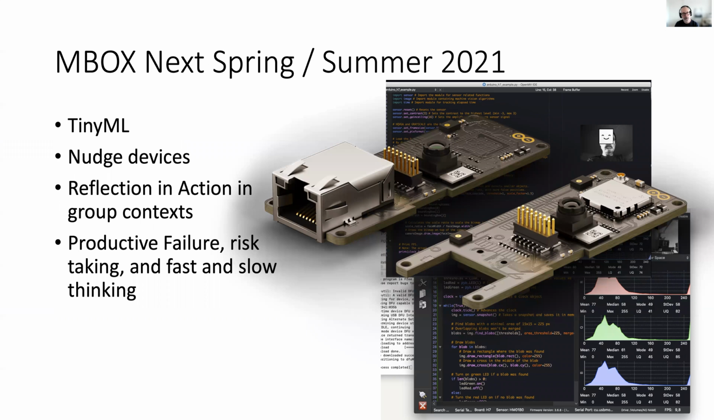What we're working on for the spring is embedding a little bit of tiny machine learning onto smaller devices. In this case, this is the Arduino Vision Shield for the H7 Portenta board, and creating more of what I would call nudge devices. So in a sense, capturing something on a granular or rough granular level to give reflection and action in group contexts, and to look a little bit at productive failure. How do you create learning situations where together with the devices, the group can give feedback and can experience what's the key thing in learning: productive failure, risk-taking, and fast and slow thinking.